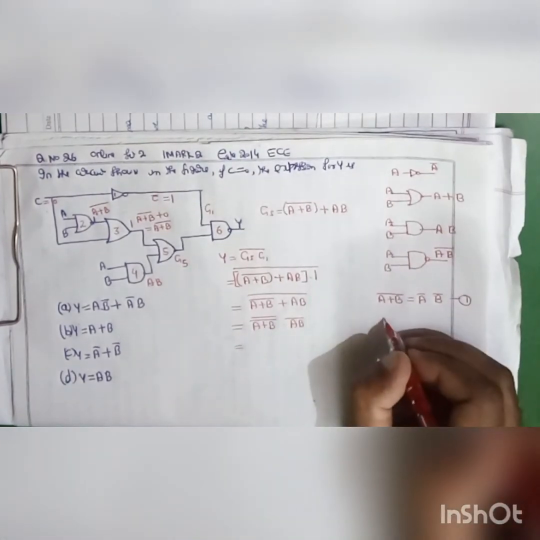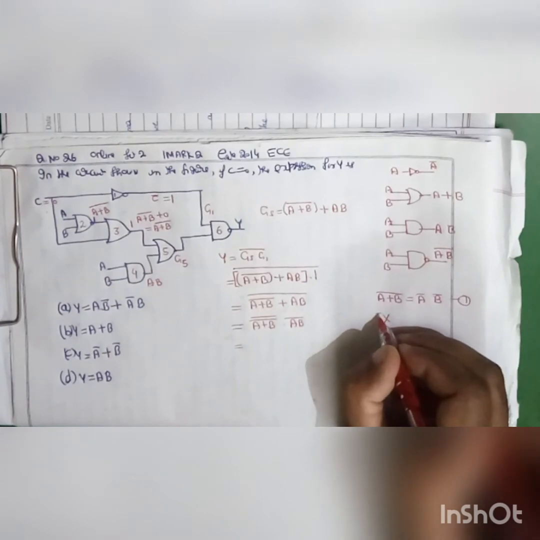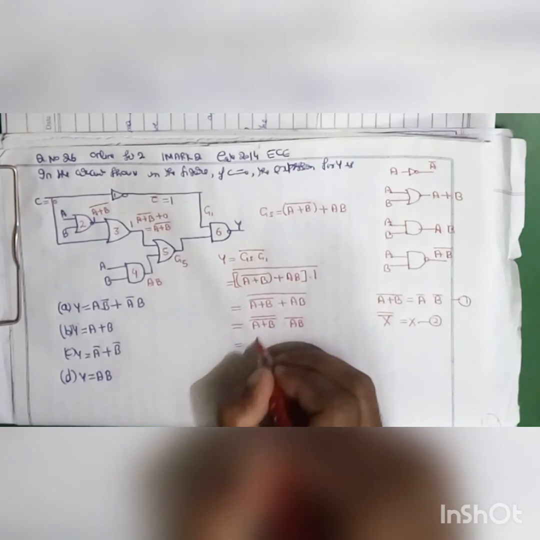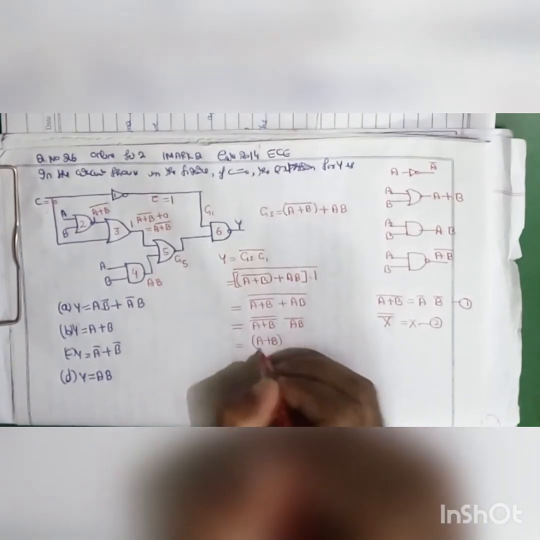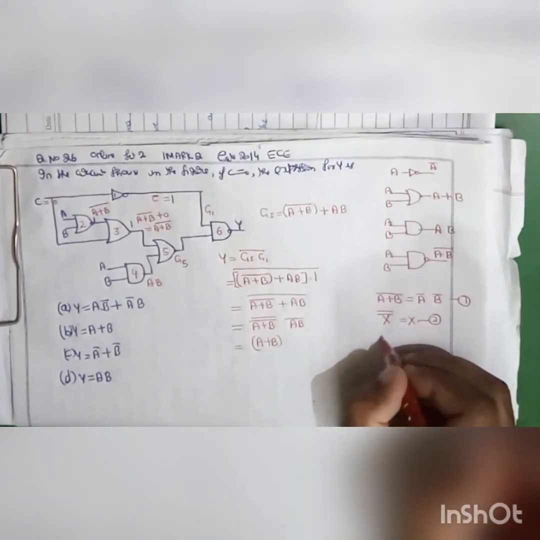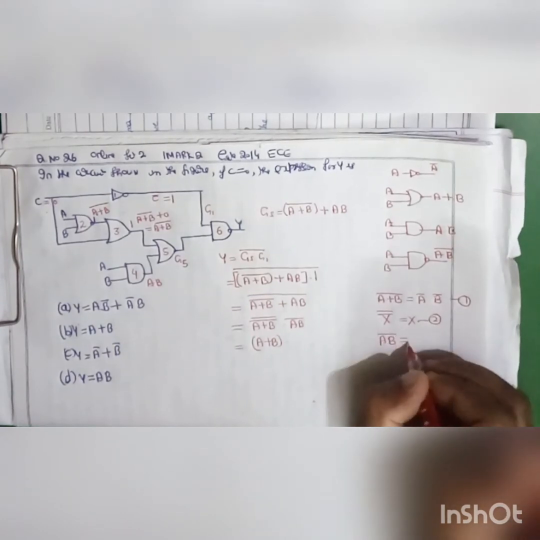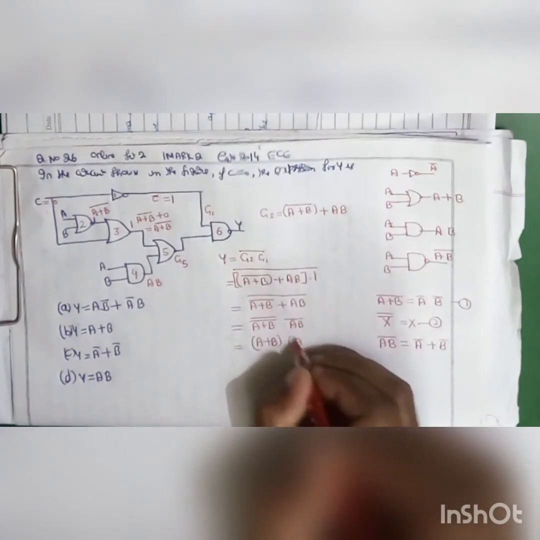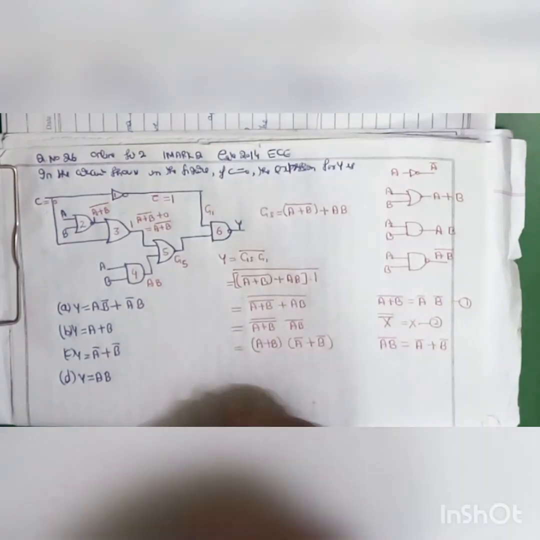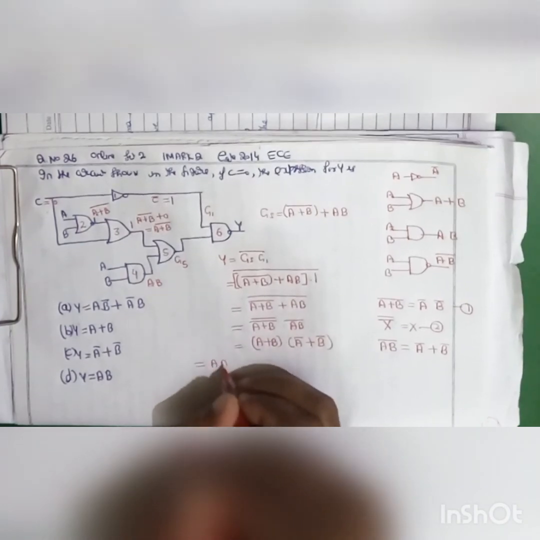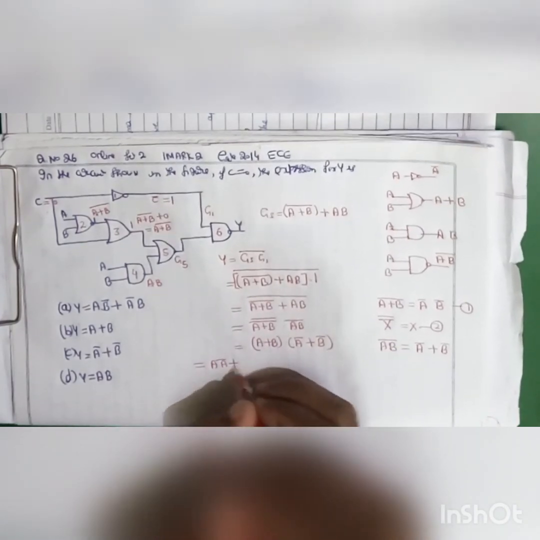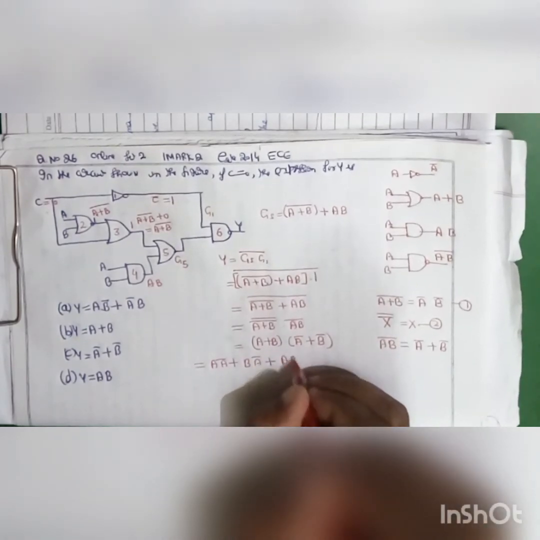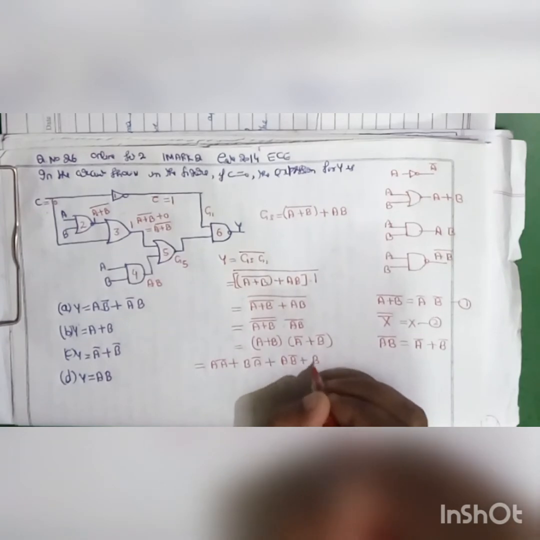On applying this, it will be A or B anded with, and again we apply De Morgan's theorem, AB whole bar is equal to A bar or B bar. So it will be A or B times A bar or B bar. On solving this, it will be A A bar or A B bar or B A bar or B B bar.